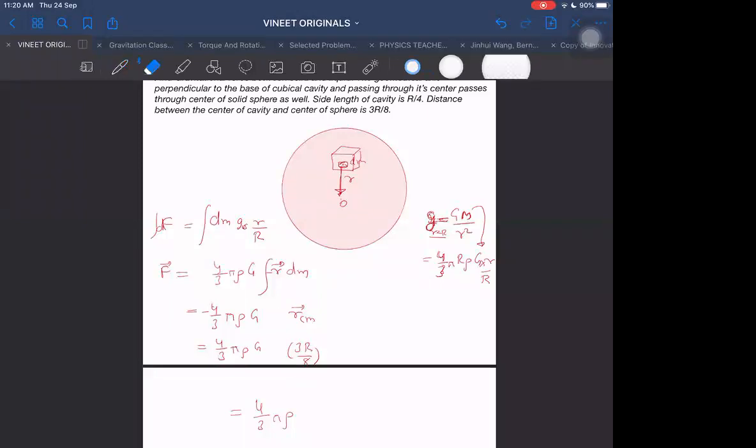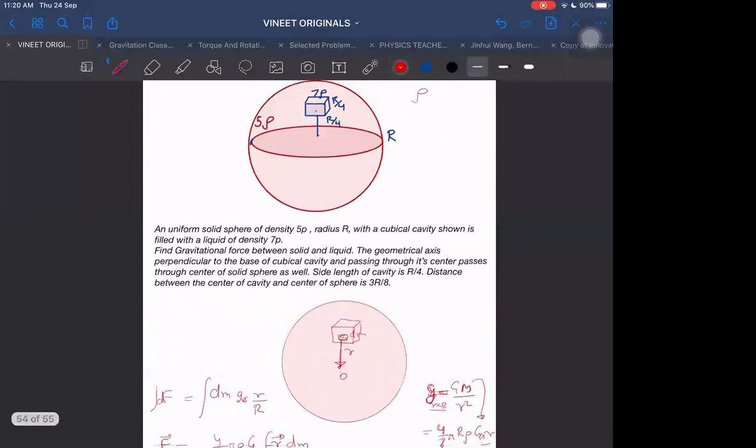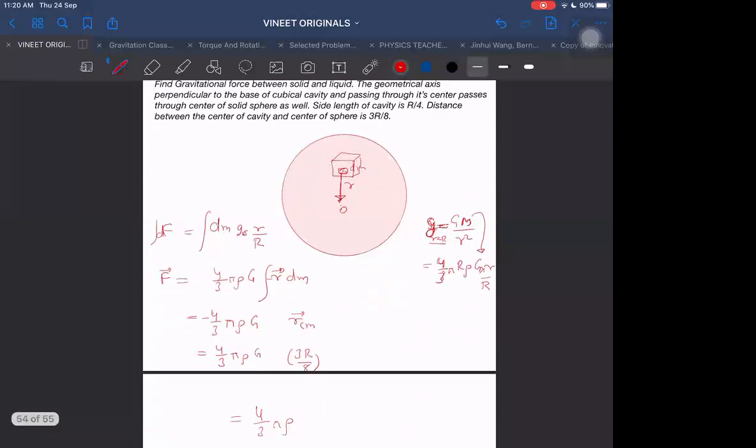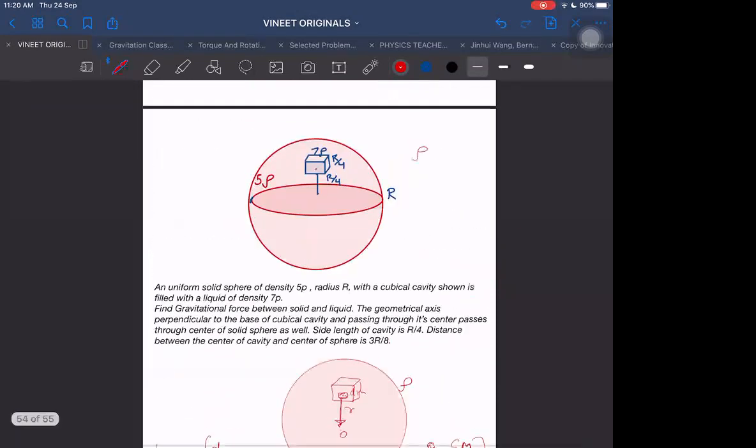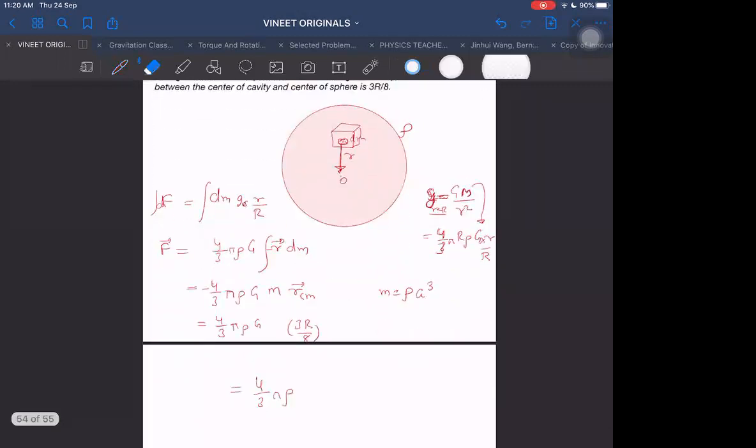First of all, this is not the total mass m. It is something else. It will be the mass of the cube only. What will be the mass of the cube? That mass of the cube will be rho into volume, which will become a cube. R by 4 whole cube. So it will become rho into R by 4 whole cube. That is m here. I will substitute it here.